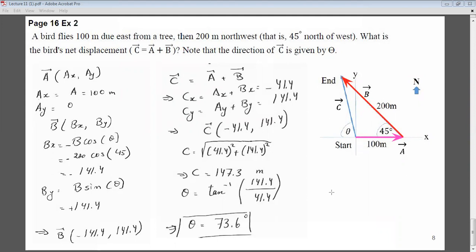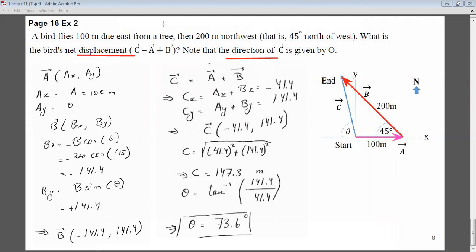Remember yesterday we said we can get this graphically or algebraically. Graphically, he's drawing it for me. So I went this way, then I got this way. So graphically, this is vector C. But he's asking about the displacement. So he's asking me about the magnitude and the direction.